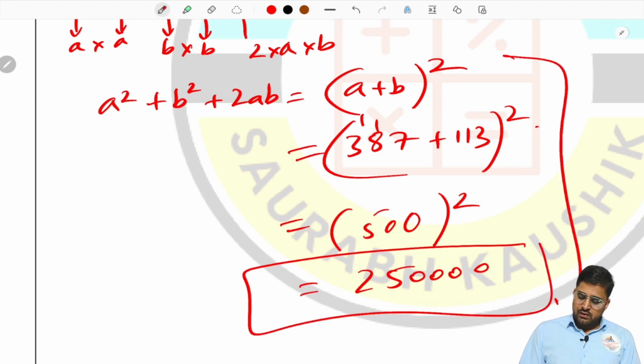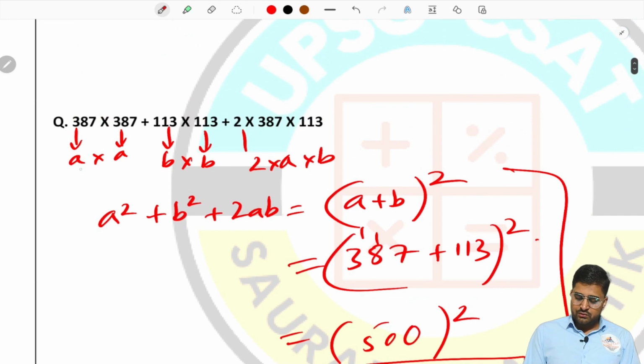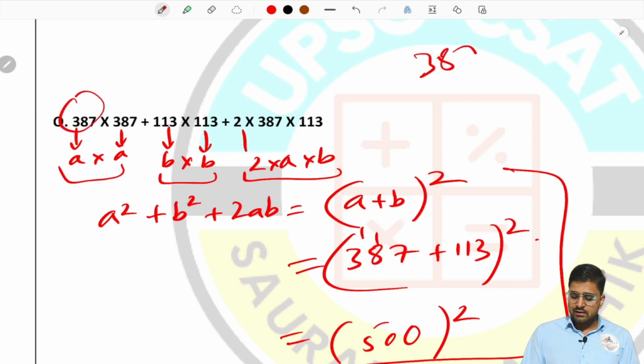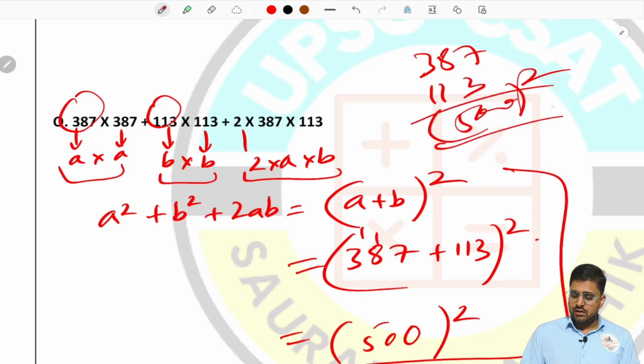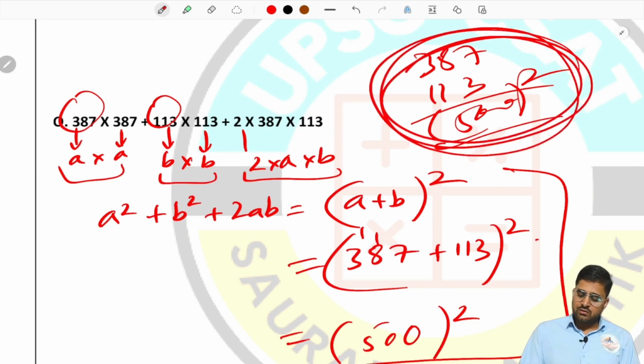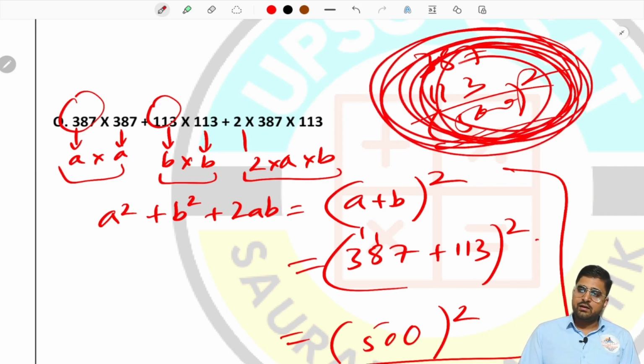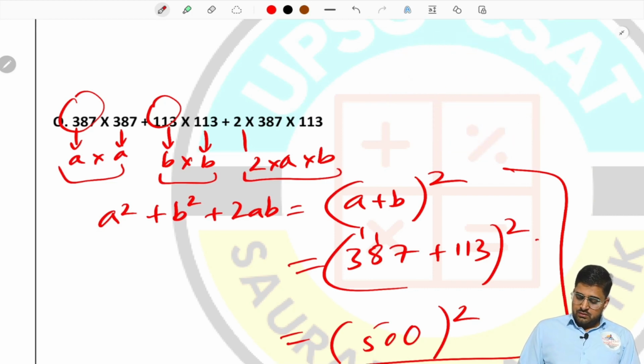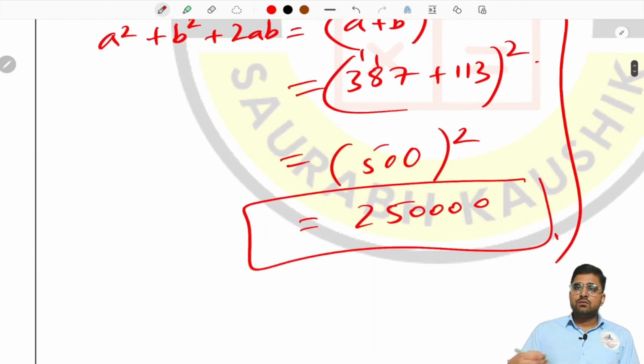Do you need to calculate this much? No. When you see this, okay, it's a square plus b square plus 2ab kind of question, you just add. We have one a, that is 387, we have one b, that is 113. Add this and it is a square. That's it. This much is only needed in your examination, and that comes from practice. So try to practice some questions.